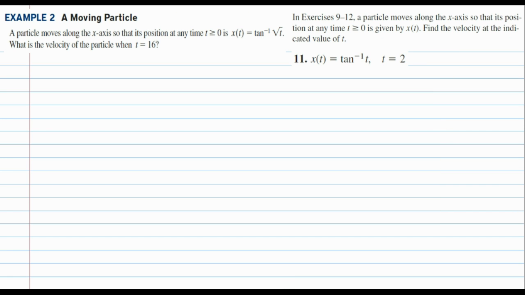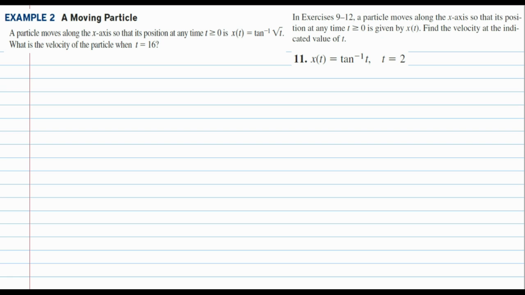In example 2 here, we have an application of the derivative of inverse tangent. It says that a particle moves along the x-axis so that its position at any time t greater than or equal to 0 is x of t equals the inverse tangent of the square root of t. What is the velocity of the particle when t equals 16?